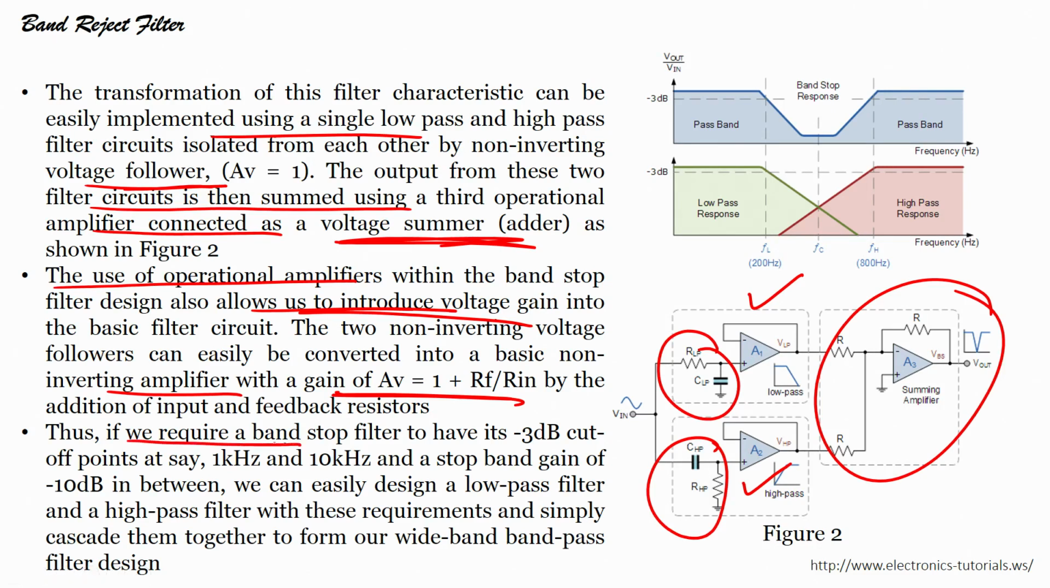Thus, we require a band stop filter with minus 3 dB cutoff frequencies of, say, 1 kilohertz and 10 kilohertz, and a stop band gain of minus 10 dB in between. We can easily design a low pass filter and a high pass filter with these frequency requirements and simply cascade them together to form a wide band pass filter design. In the same way, if I connect them in a parallel form, I can form the band reject filter design.